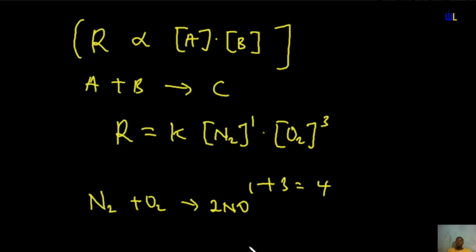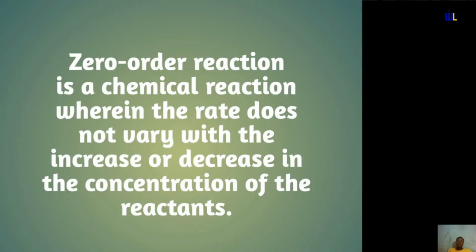Now, we are going to be going through certain experiments, and as we go through the experiments, we would consider the different orders of reaction. Let's start with the first order of reaction to be considered, which is what we refer to as the zero order reaction. The zero order reaction is a chemical reaction wherein the rate does not vary with the increase or decrease in the concentration of the reactant. What this simply means is that a change in concentration does not bring about a change in the rate. So once you change the concentration of a substance and it does not bring about a change in the rate, automatically we are referring to that as a zero order reaction.